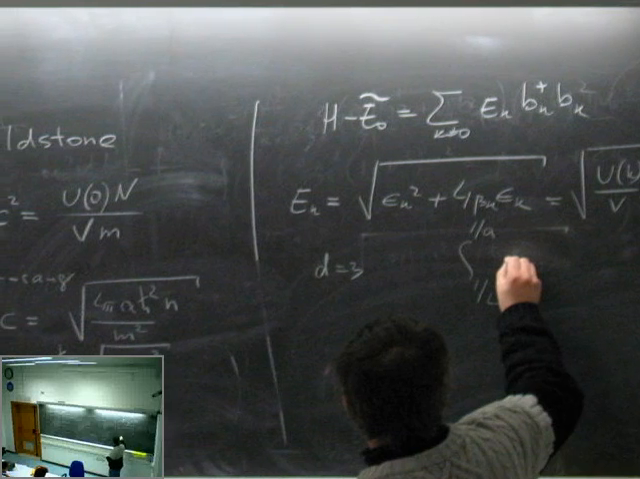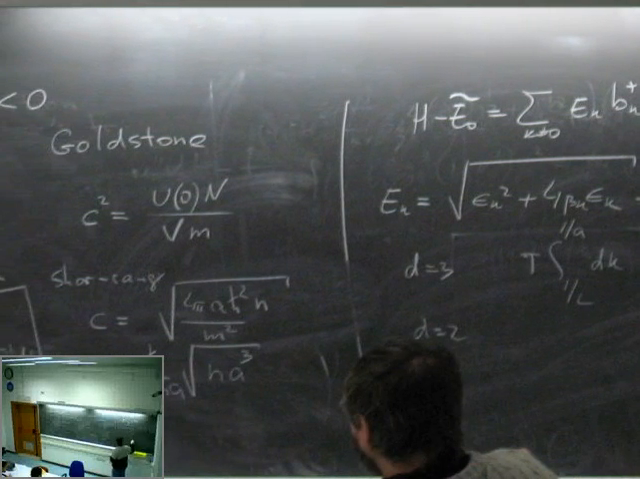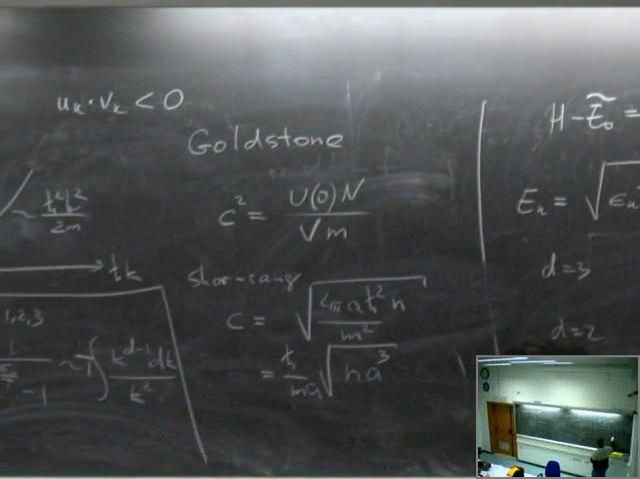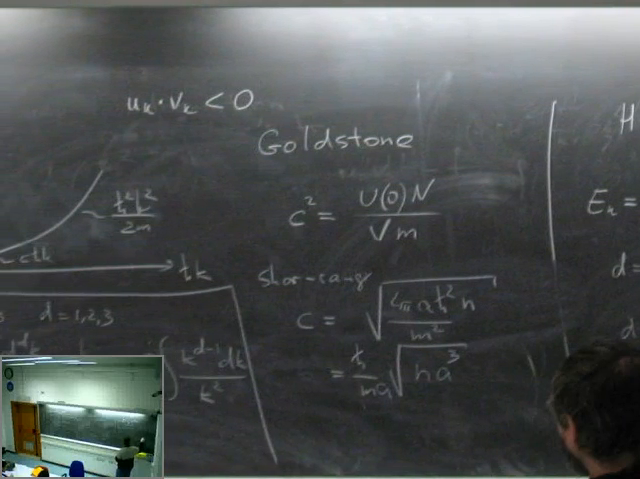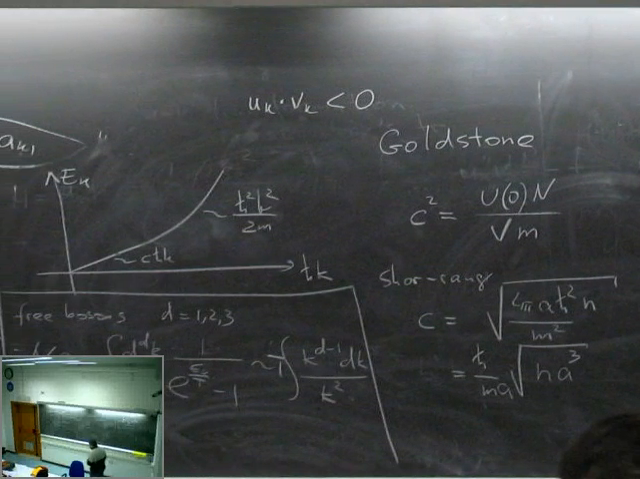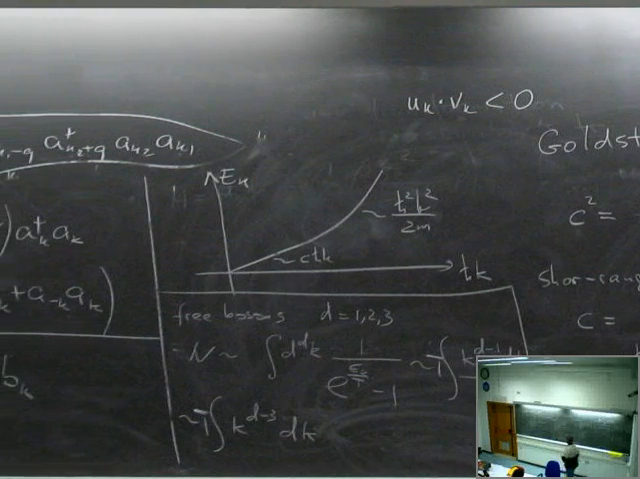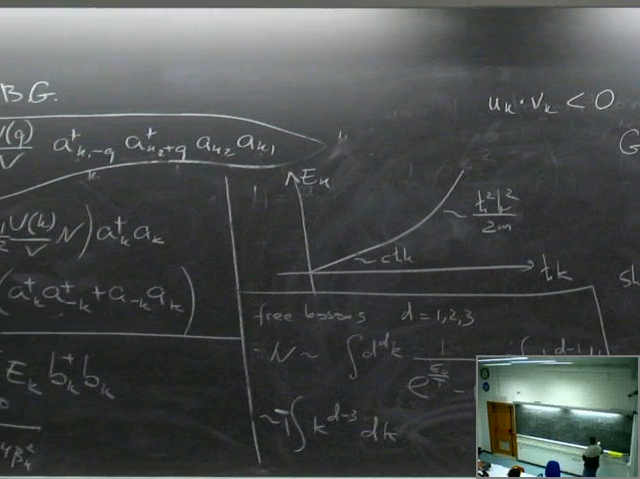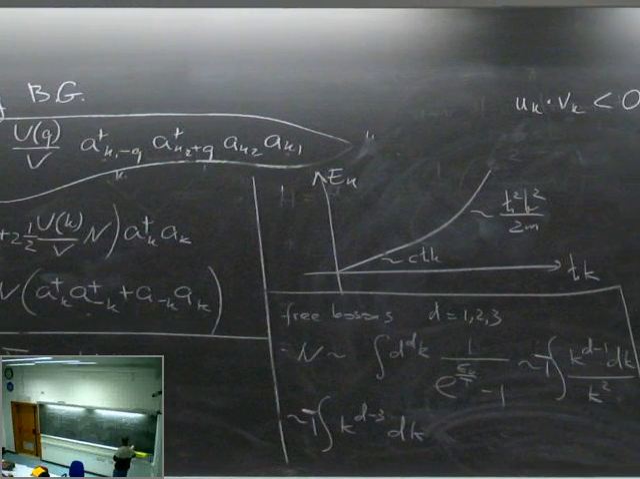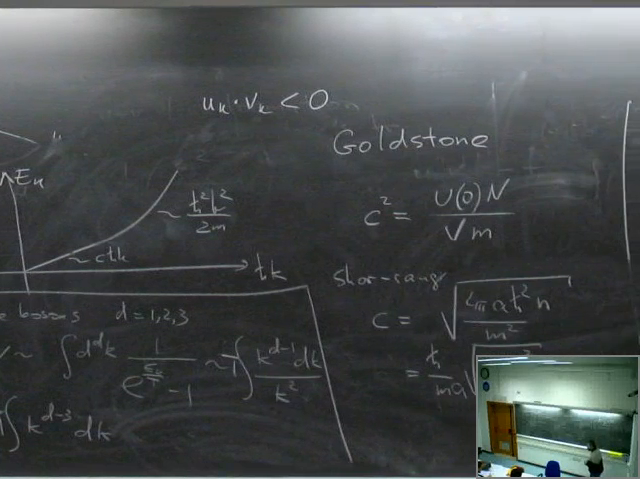If d is equal to 2, and there is a temperature in front, then I have temperature times the same integral from 1 over L to 1 over a. For d equal to 2, it's the integral dk over k. So this is temperature times log of L, the size of the system. So you see that the number of out-of-condensate particles becomes divergent in a two-dimensional system. Moreover, if I consider a one-dimensional system, it's T times the integral dk over k squared from 1 over L to 1 over a. Then this integral diverges as the size of the system on the upper limit.